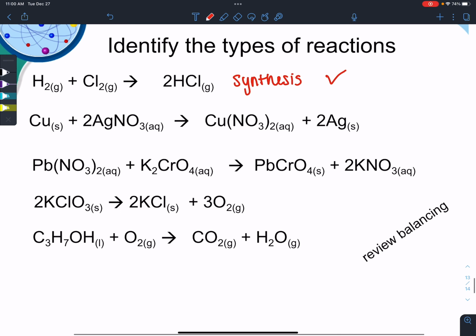Looking at the second one, we've got an element and a compound. And on the other side, we have a new compound and a new element by itself. So this copper took the place of the silver, and now silver's alone on the product side. So this is single replacement.